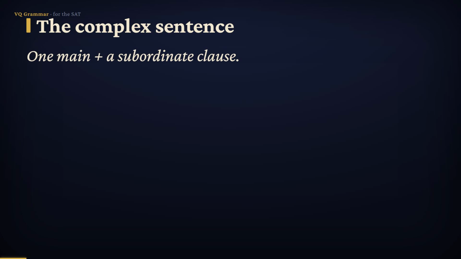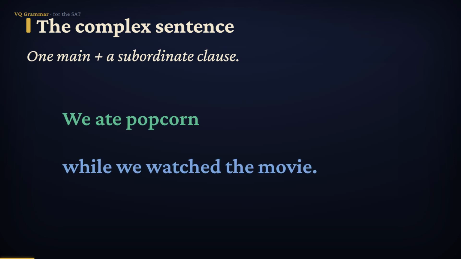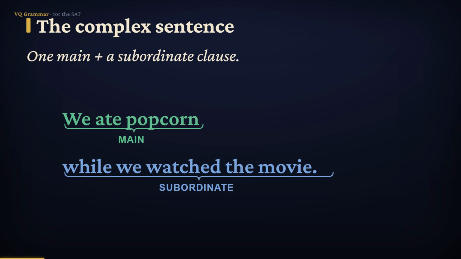A complex sentence has one main clause and one or more subordinate clauses. We ate popcorn while we watched the movie. We ate popcorn is the main clause. It could stand alone. While we watched the movie is a subordinate clause. The word while ties it to the main clause. One main, one subordinate. That's a complex sentence.